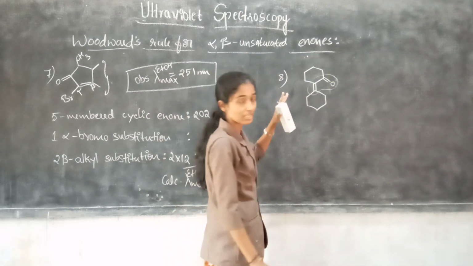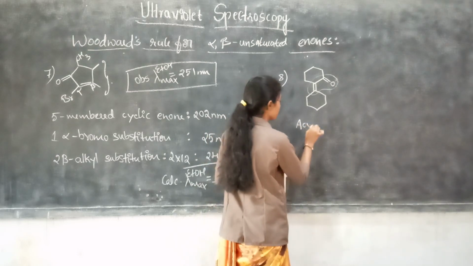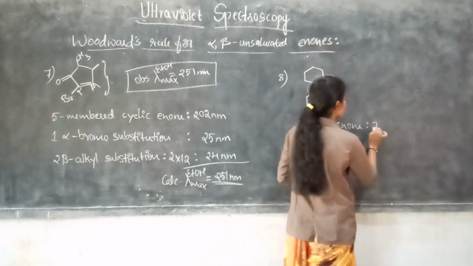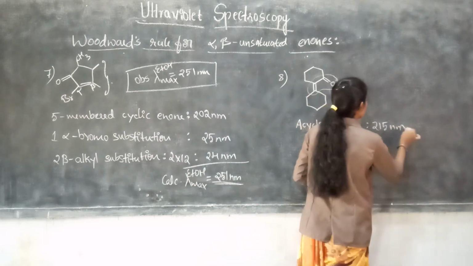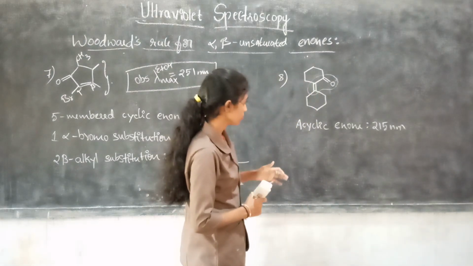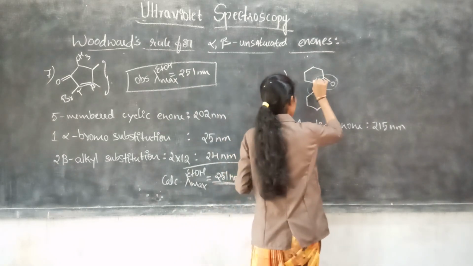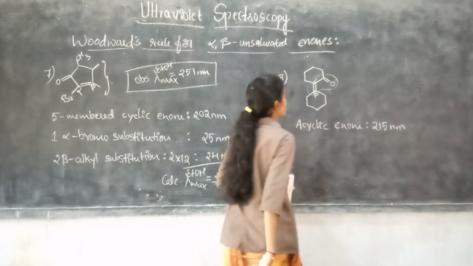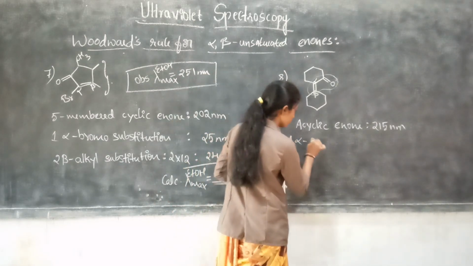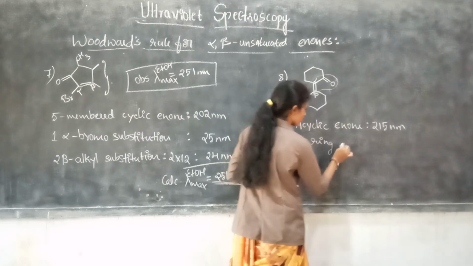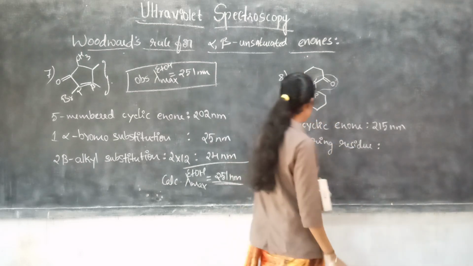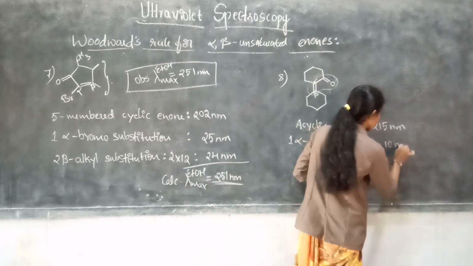It is an acyclic enone system, having the base value of 215 nanometer. This is the alpha carbon, whereas this is the beta carbon. At the alpha position we have one ring residue, and one alpha ring residue has the value of 10 nanometer.